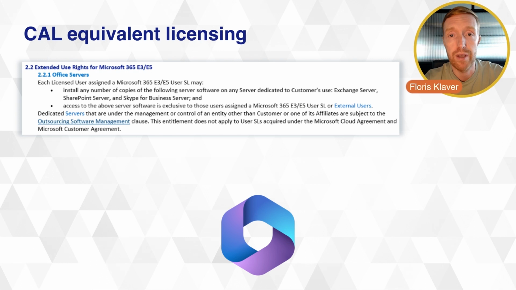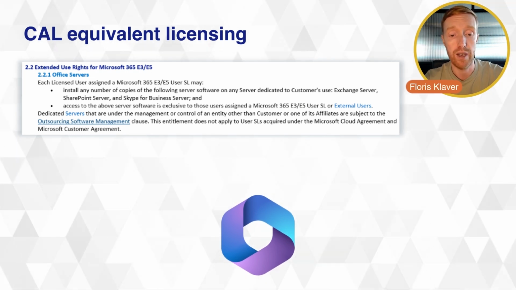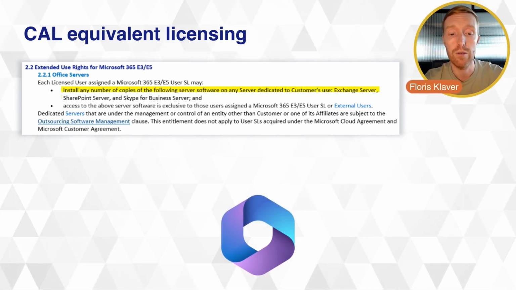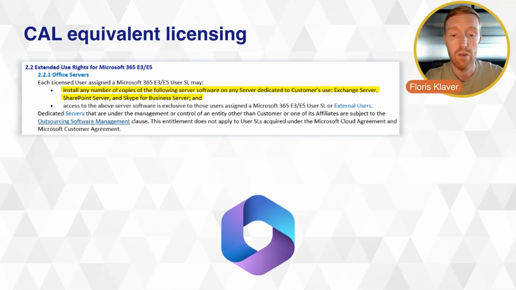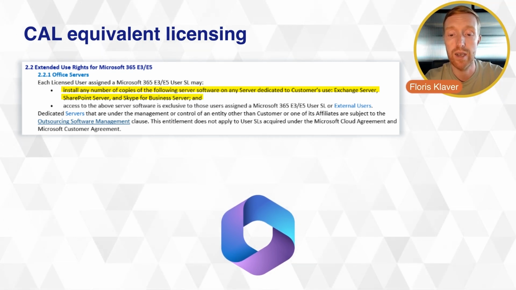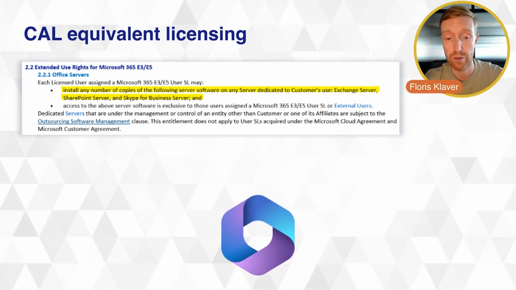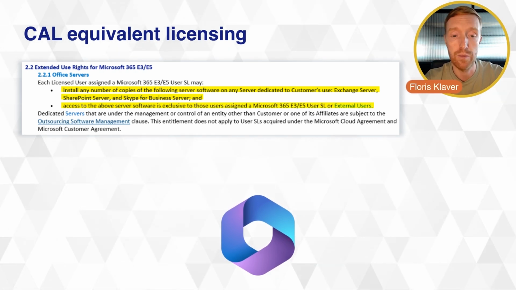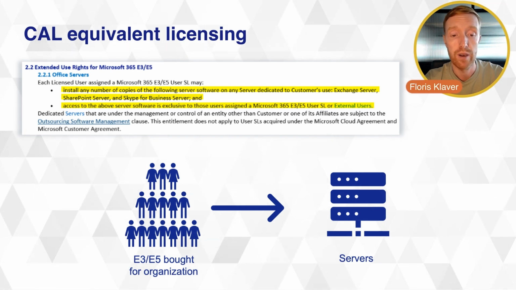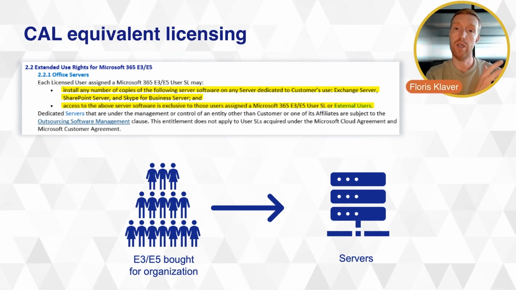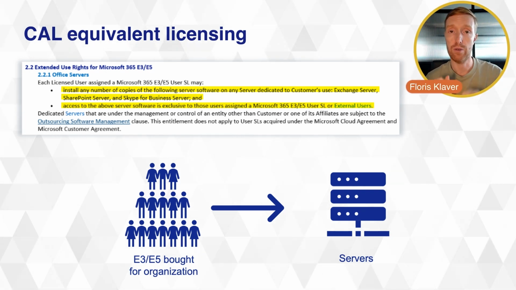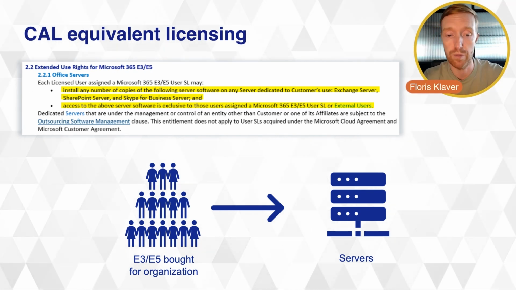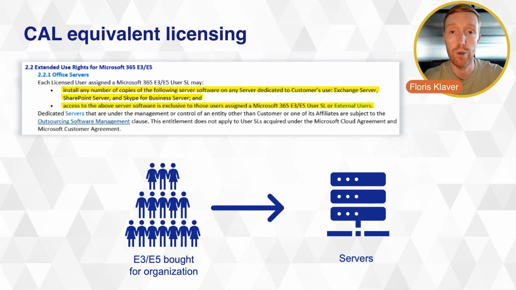There's an extra benefit when you license Microsoft 365 E3 and E5, namely that if you license all your users from Microsoft 365 E3 or E5, you may also install any number of copies of the following server software on any server dedicated to the customer's use: Exchange Server, SharePoint Server, and Skype for Business Server. Access to the above server software is exclusive to those users. What this means is that if you buy E3 or E5 for everyone, you can still access all your Exchange and SharePoint servers on your own premises, but you also don't need to hold the licenses anymore for those servers. So the licensing of those servers becomes free when you buy E3 or E5 for all your users.